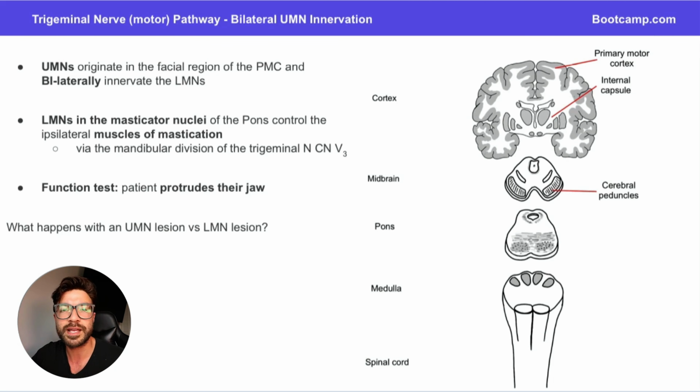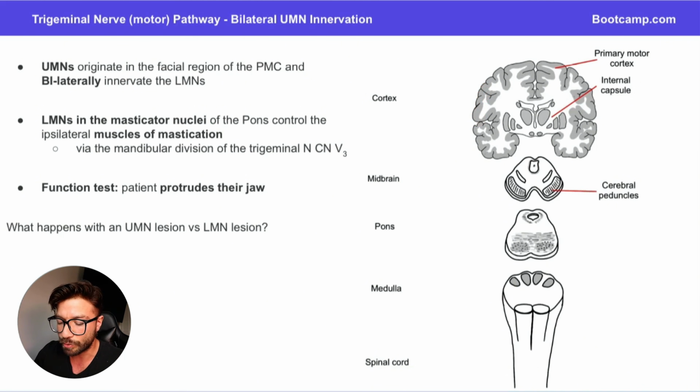So let's start off first by looking at the trigeminal nerve and the motor input to the trigeminal nerve. Now you're probably saying, oh, the trigeminal nerve does facial sensation, but it also does the motor to the muscles of mastication, and that's what this corticobulbar pathway targets. So for this pathway, the upper motor neurons are going to originate in that facial region of the primary motor cortex. And if you remember your somatotopic organization of the primary motor cortex, the facial area is going to be found somewhere around here.